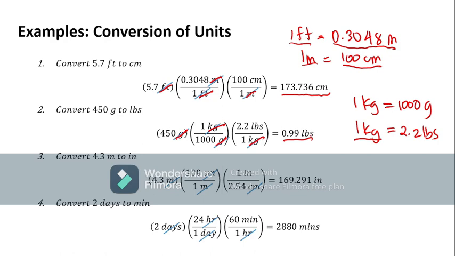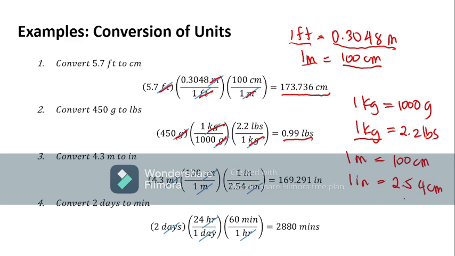Next, convert 4.3 meters to inches. So there's no direct conversion, so we will use first, we can go with 1 meter is equivalent to 100 centimeter. Then for every 1 inch, equivalent siya sa 2.54 centimeter. Or if you want, you can use 1 foot, equivalent siya sa 0.3048 meters, and then 1 foot, 12 inches. Pwede din yun. It's really up to you. So, we will use these two conversion factors here.